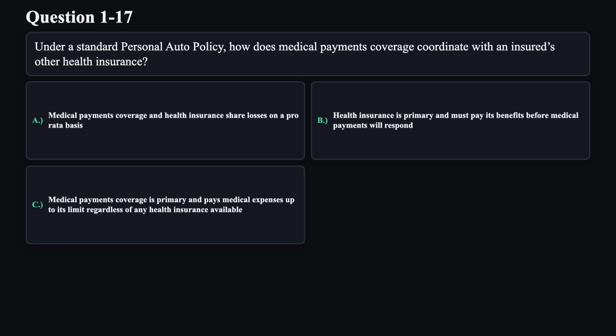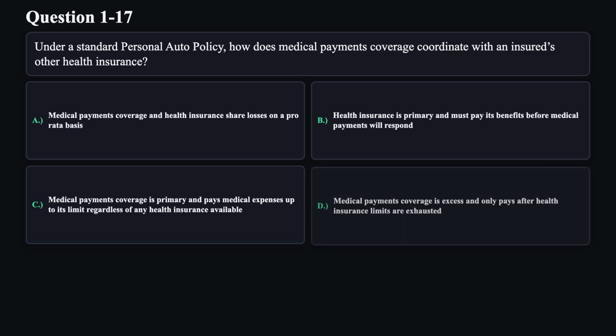C. Medical payments coverage is primary and pays medical expenses up to its limit, regardless of any health insurance available. D. Medical payments coverage is excess and only pays after health insurance limits are exhausted.